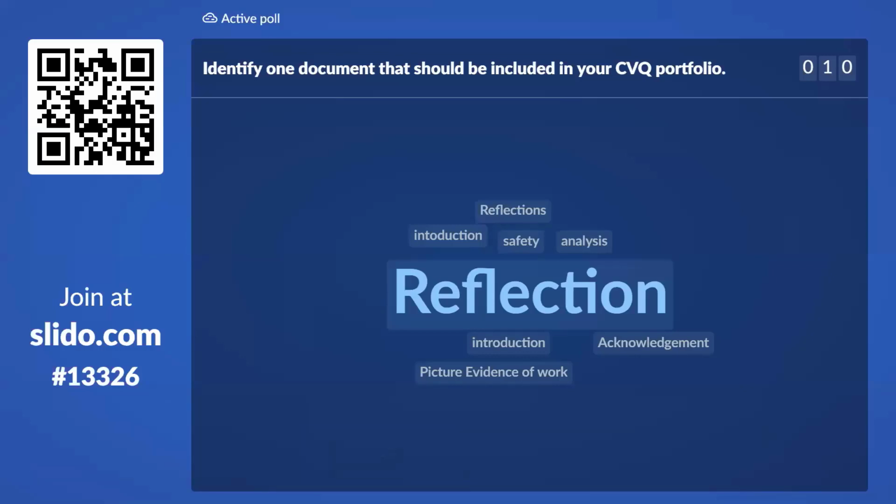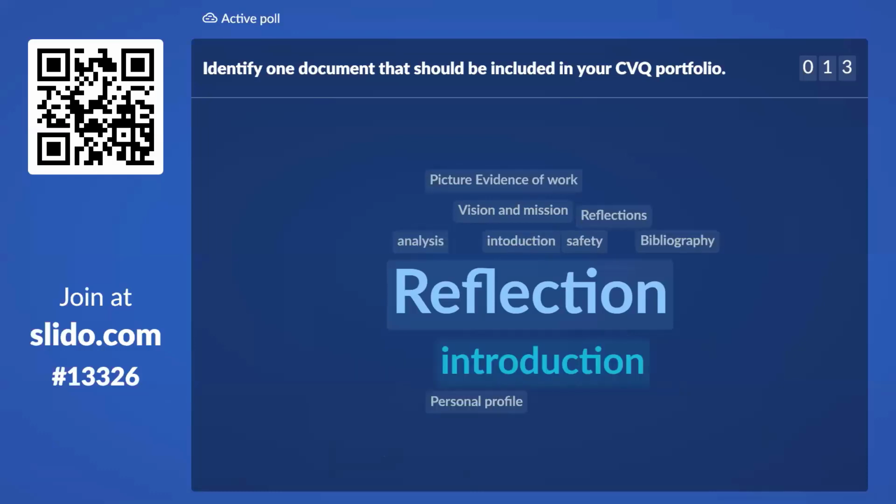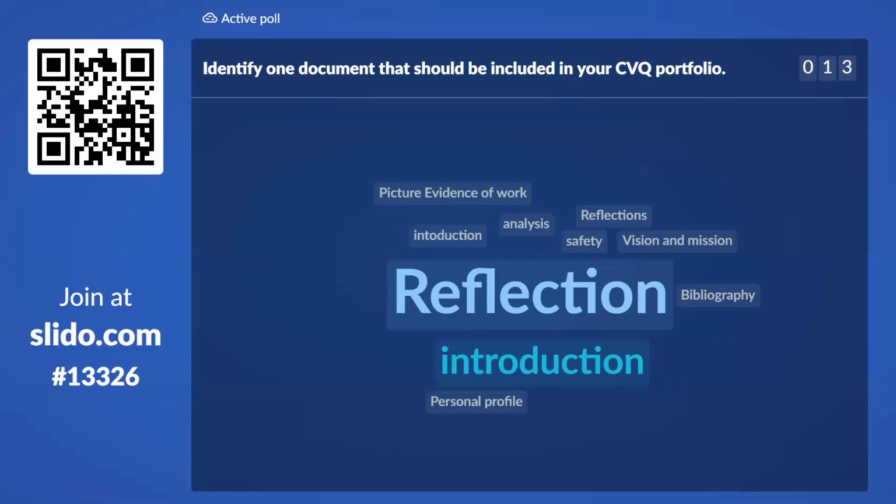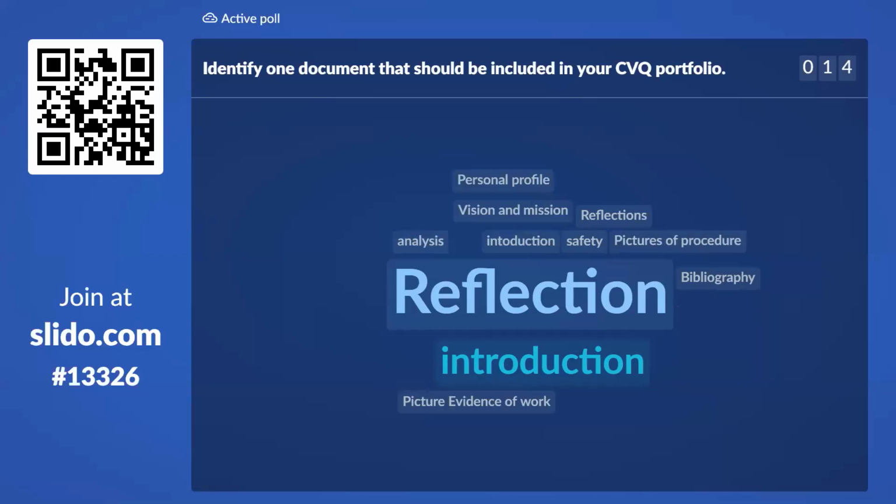Picture evidence of work. Yes, keep them coming. Keep them coming, students. Lovely. Profile. Yes. So we may have different names, but you're essentially saying what I would love to hear. Can you tell me some more in the chat, please? Vision and mission, which would come in your personal statement, right? Or your profile. Very good. Very important. What else, colleagues?